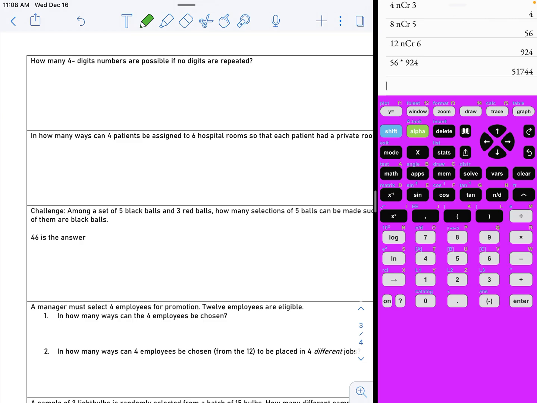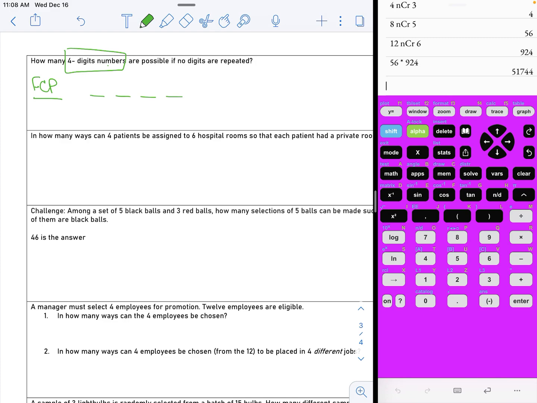How many 4-digit numbers are possible if no digits are repeated? When I think of a 4-digit number, I'm not thinking combination or permutation. That sounds really familiar to fundamental counting principle to me. By the way, if anybody is thinking that permutation and fundamental counting principle sound very similar, they actually are. Permutation is just a shortened version of fundamental counting principle, or it uses that concept. Anyway, when I talk about 4-digit numbers, that brings me back to yesterday's notes. Fundamental counting principle. So I have 4 different digits and no digits are repeated.